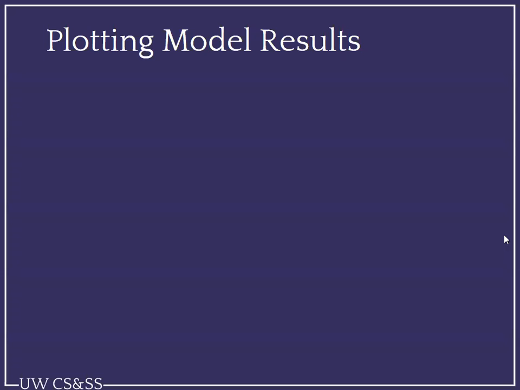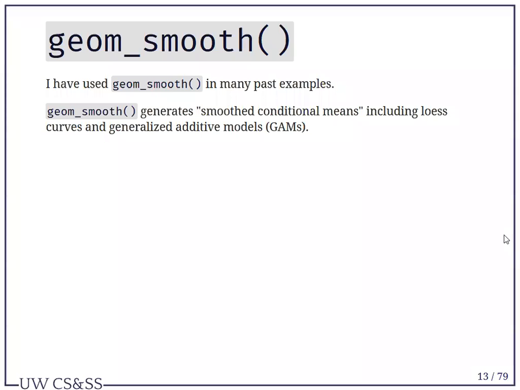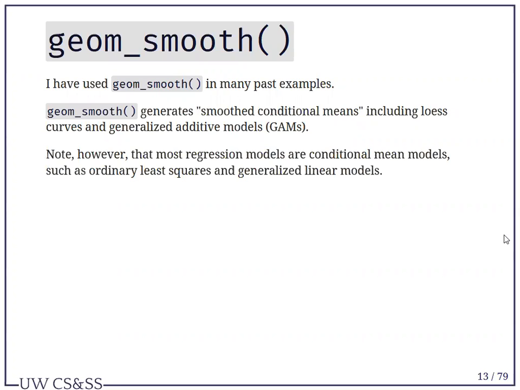So let's talk plotting model results. And of course, this is great because no one wants to read your tables. One way that we've plotted model results thus far in this class is through geom smooth. I've used geom smooth in many past examples. Geom smooth generates smooth conditional means, including LOESS curves and generalized additive models. Note, however, that most regression models are conditional mean models, such as the ordinary least squares that we're used to seeing, or any other sort of GLM.